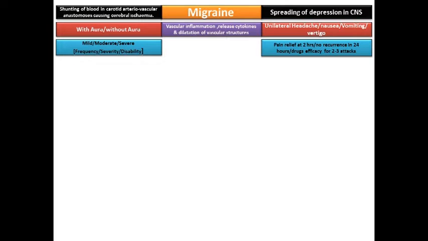Anyway, at the end of the day, we need to have treatment for migraine, treatment for this unilateral headache and associated symptoms of nausea, vomiting, and vertigo. The primary endpoints that we need to look at when we treat a person with migraine is pain relief at the end of at least 2 hours. So that is our goal. When you treat a person with migraine, pain should be relieved at the end of 2 hours. There should be no recurrence of the symptoms in the next 24 hours. That also becomes our priority, and drug efficacy should be for at least 2 to 3 attacks.